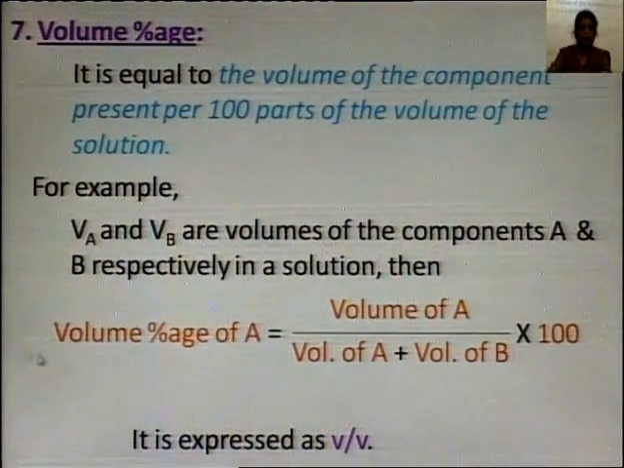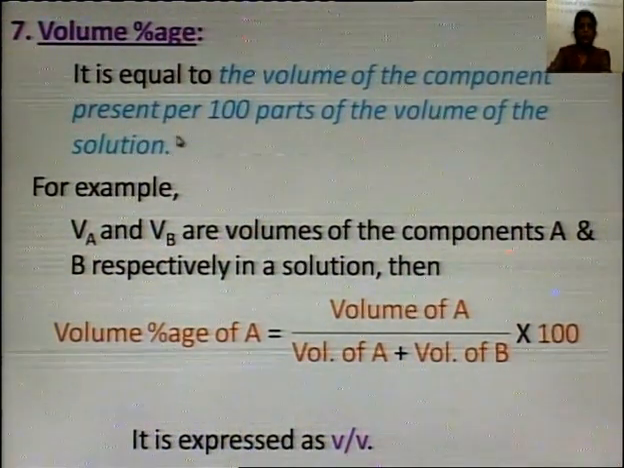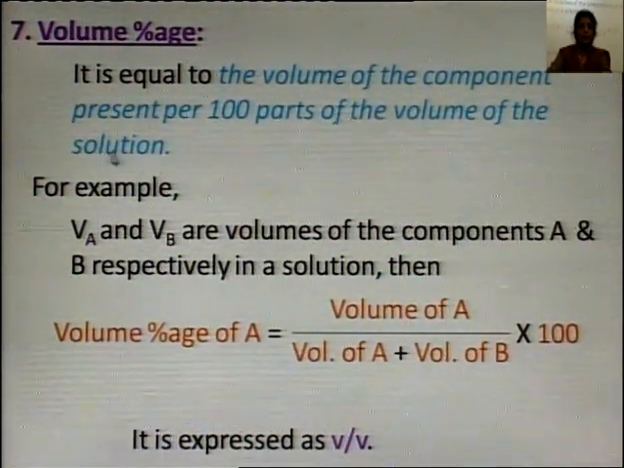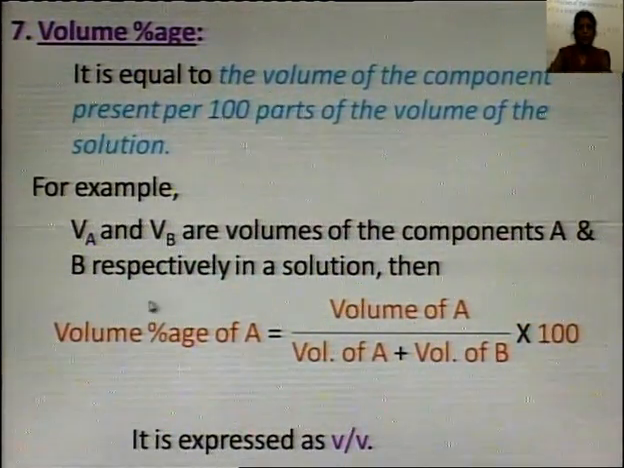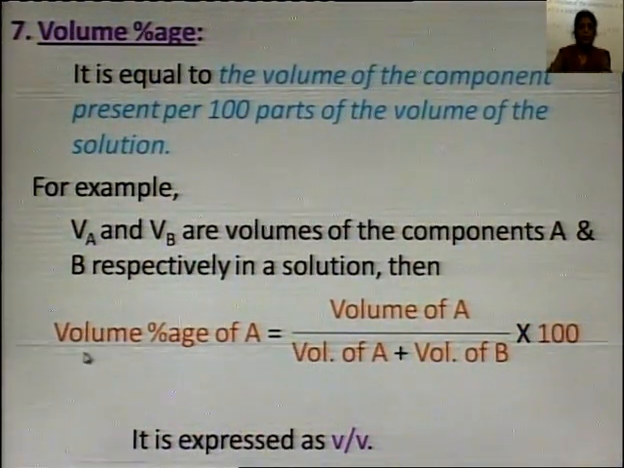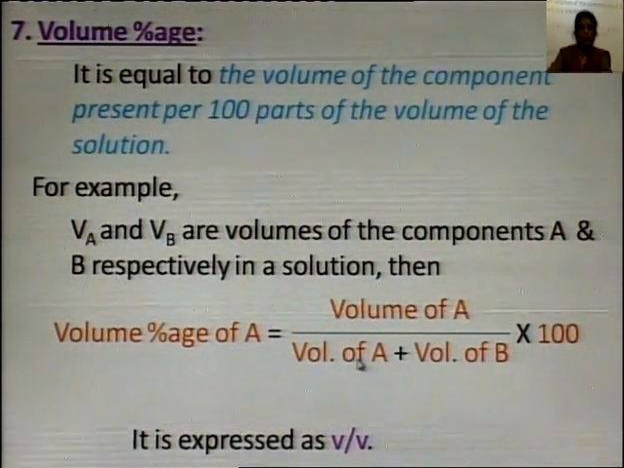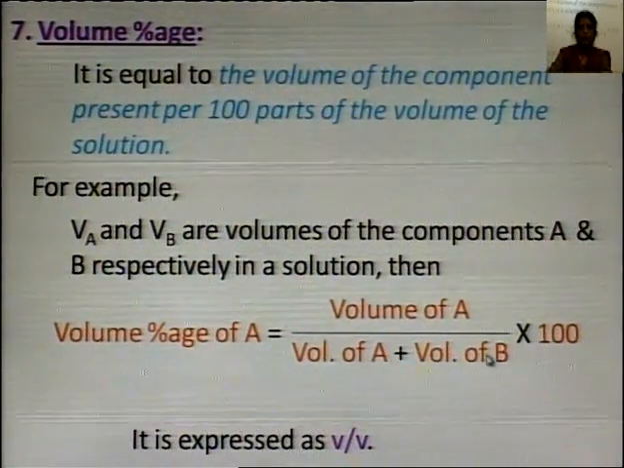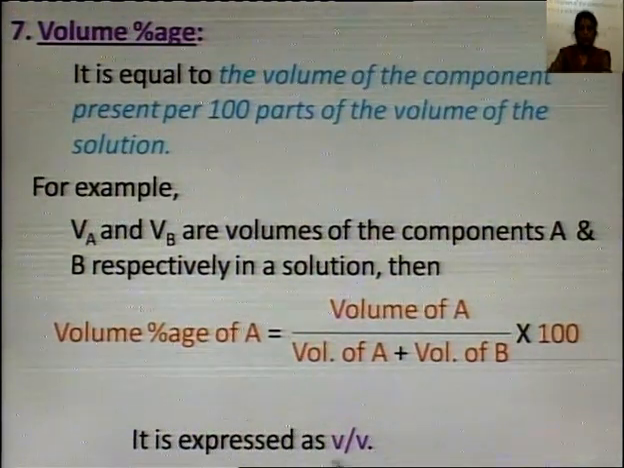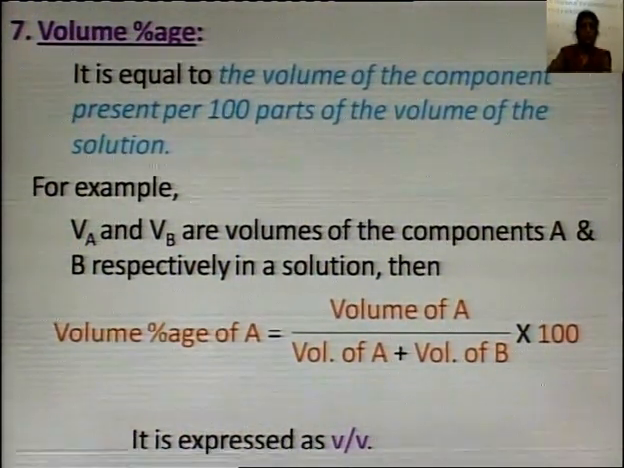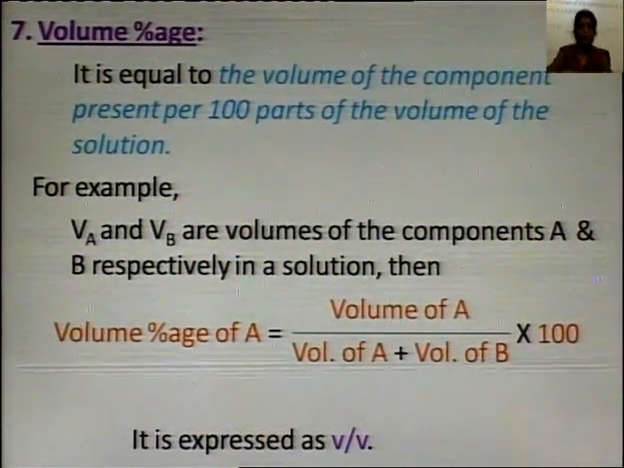So, volume percentage is the volume of component present per 100 parts of the volume of the solution. If Va and Vb are the volumes of components A and B, then we can calculate volume percentage of A as volume of A divided by volume of A plus volume of B into 100. It is expressed as V upon V. So, these are the 7 methods for expressing the concentration of the solution. So, this is all about mole concept and the solution.